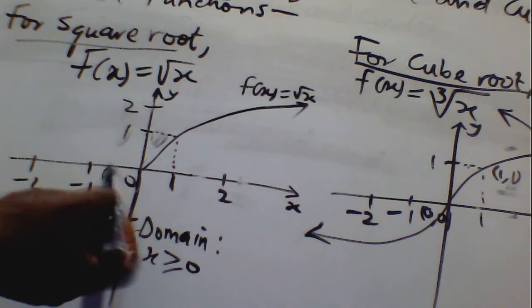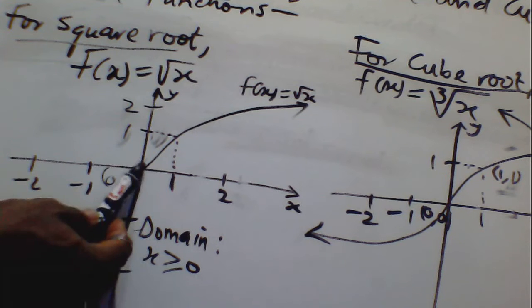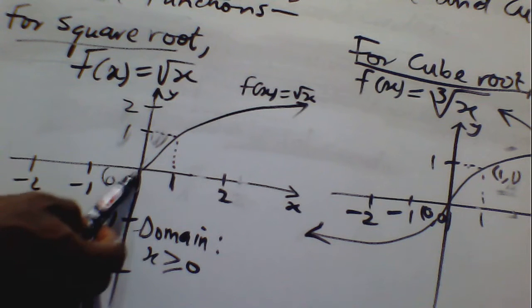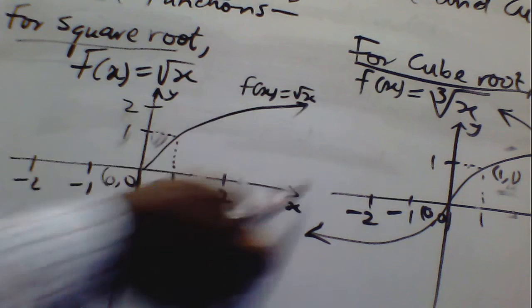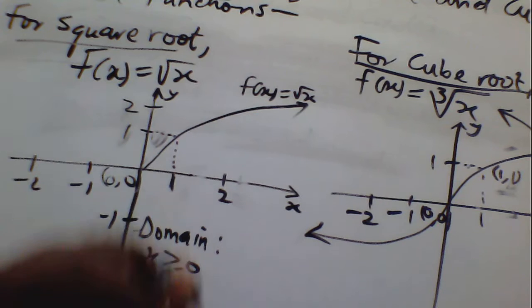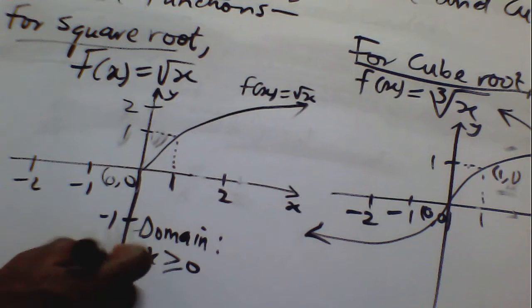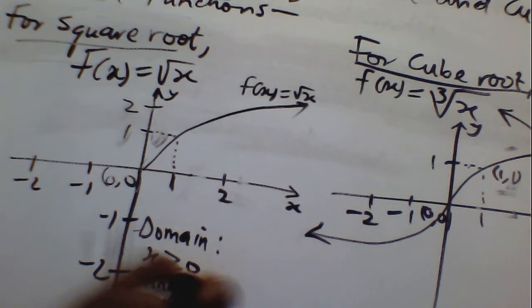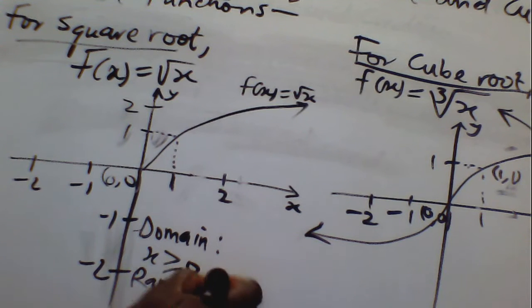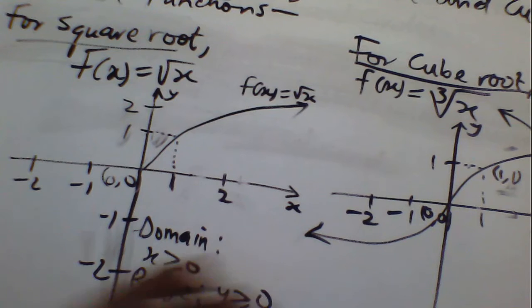If you look at here, you see that at this point x is greater than or equal to 0. It can start from 0 to move, see the values of x. It will continue in this way, not here. So the range is y greater than or equal to 0.